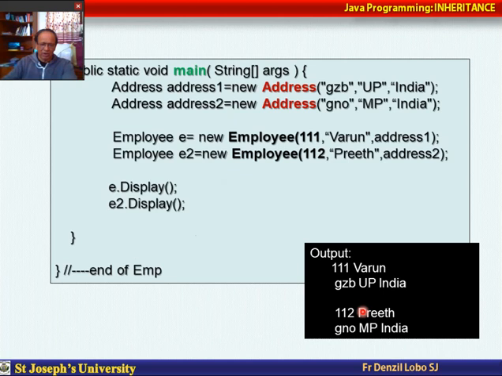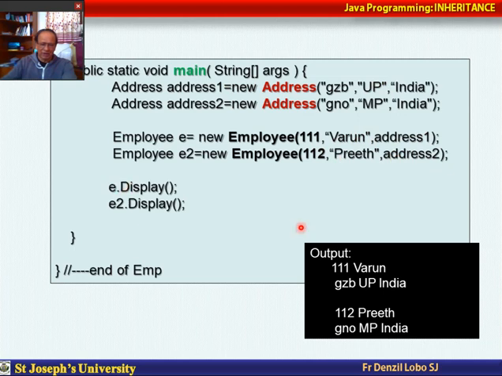Let us see the working of that. So I've got the main program. In this main program, I instantiate address 1 and address 2, the addresses of two employees. Then I create employee 1 and pass his employee ID, EID, name, and the address. So address refers to this address 1, and for the second, address 2 is a reference to this address. So these are also passed. So this becomes aggregation.